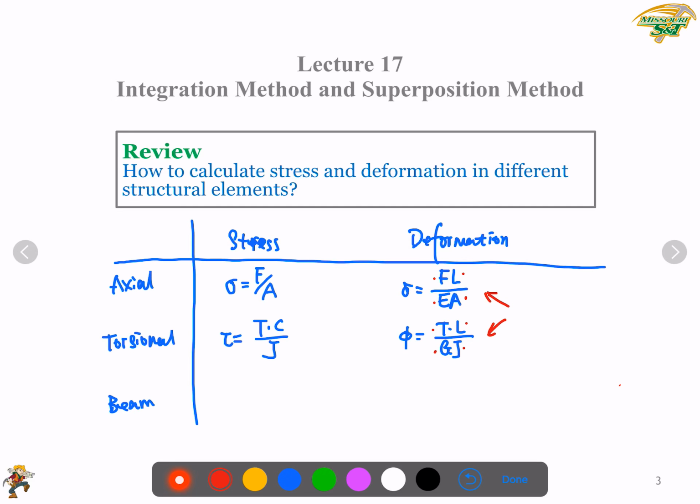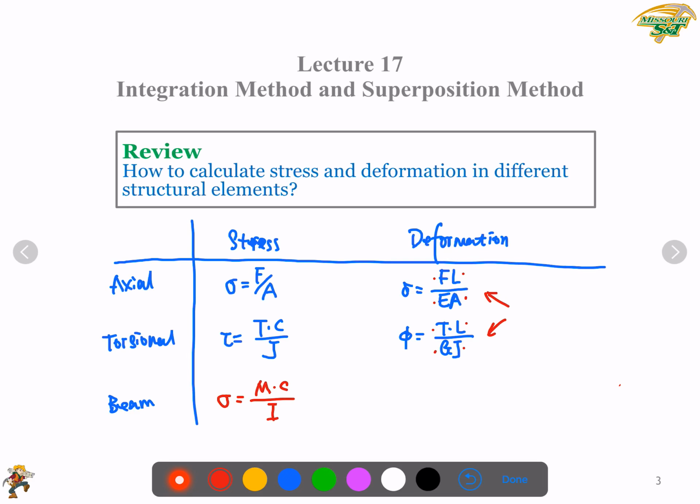When it comes to beams, we have learned the equation in chapter 5, that is how to calculate bending stress. This is a kind of normal stress. So sigma equals M times C over I. This is the central equation we have been using in chapter 5. We left out how to calculate the deformation of a beam in chapter 5. I didn't give a solution in chapter 5 because this is a hard question to answer.